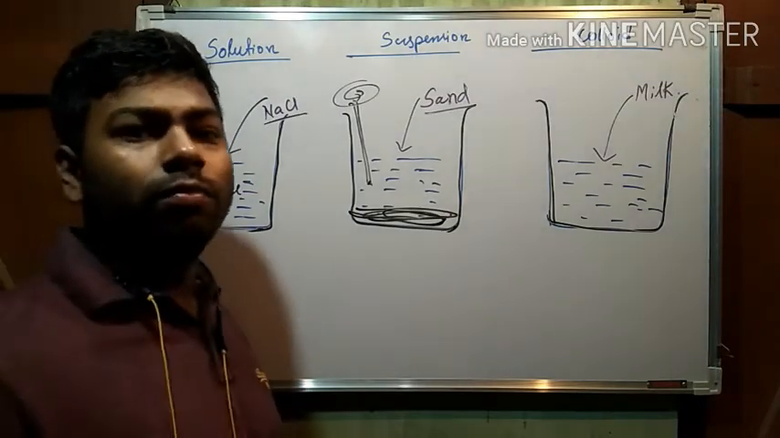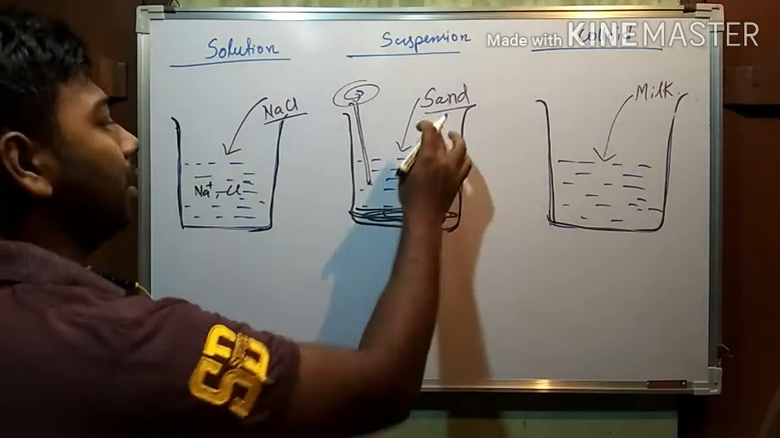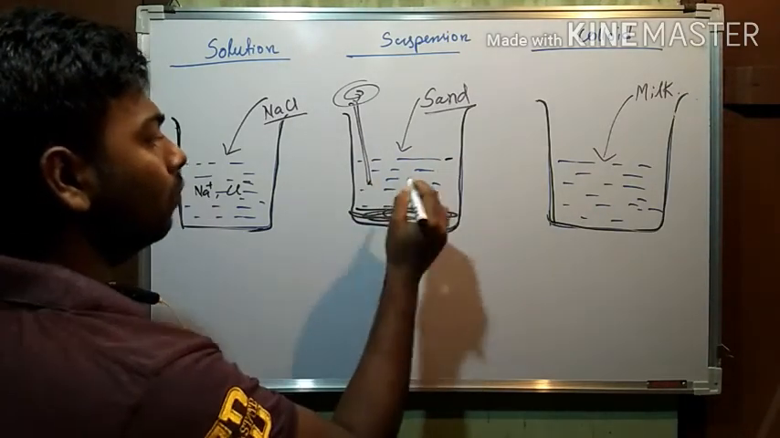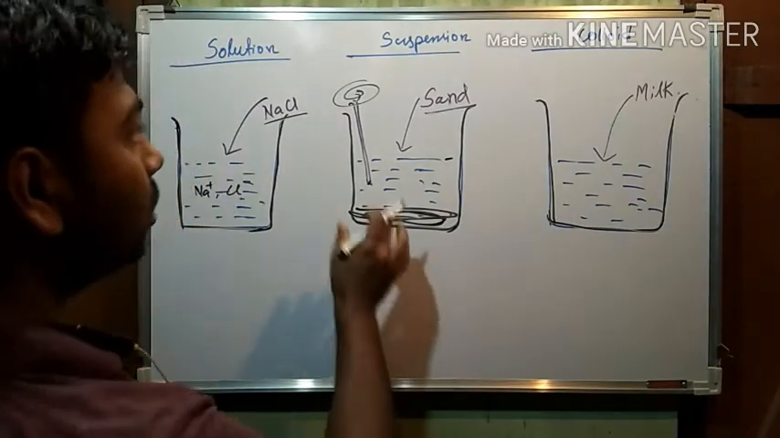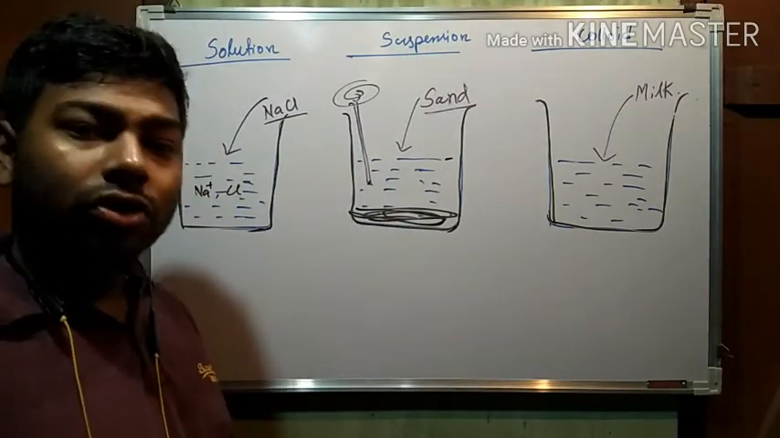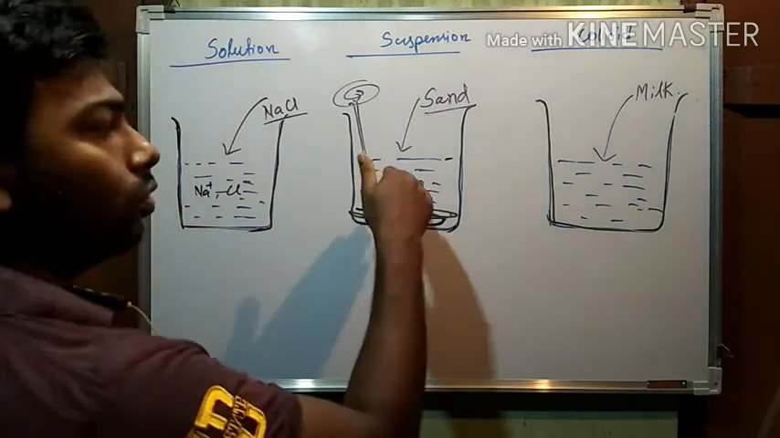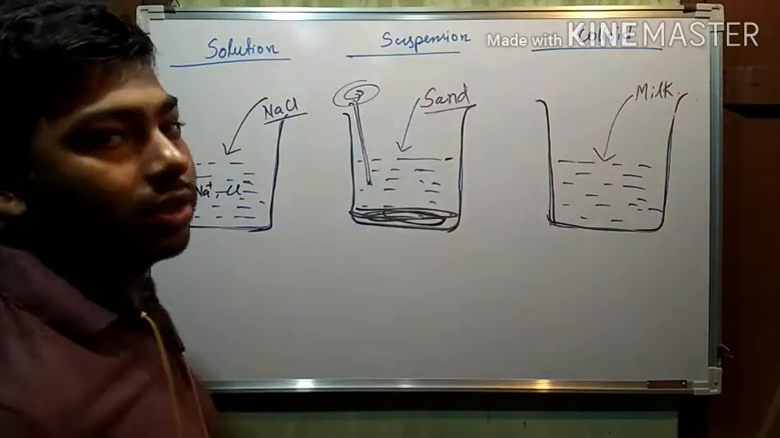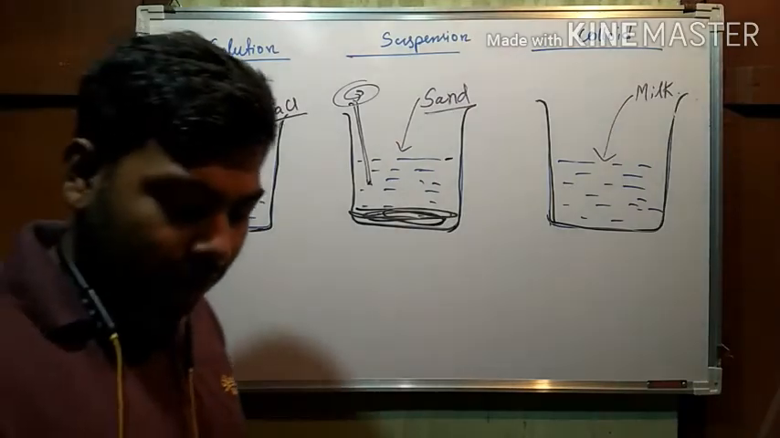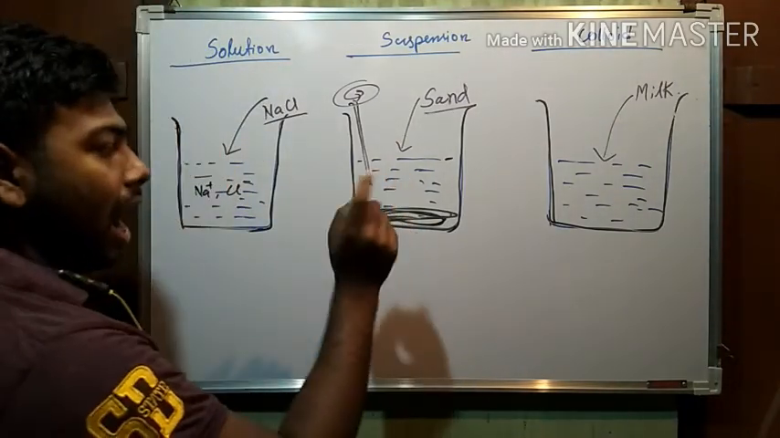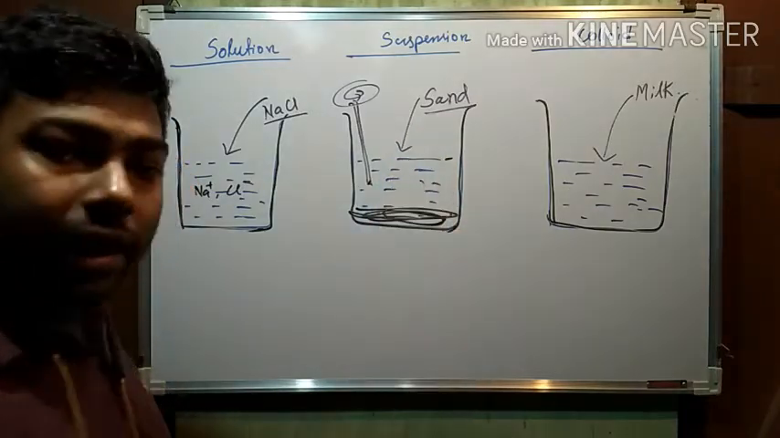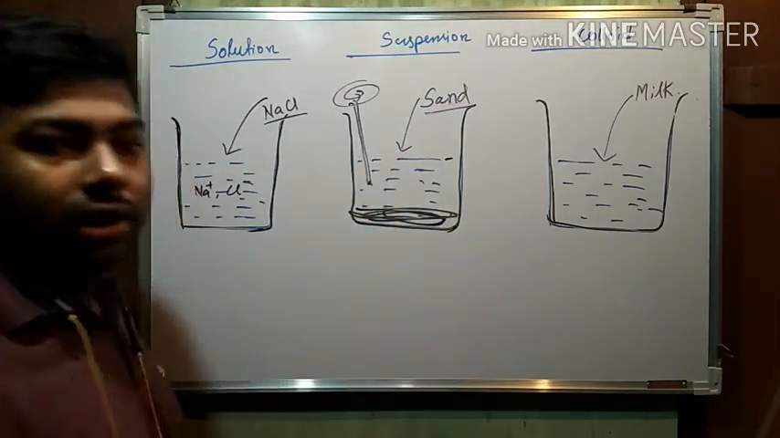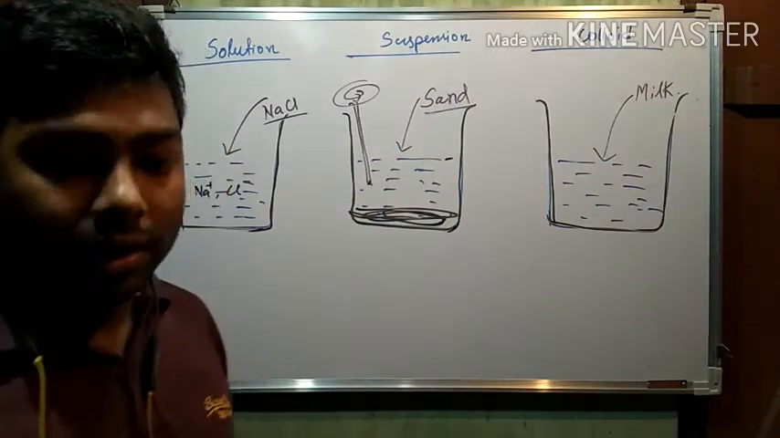But a very small amount of sand is still moving throughout the solution, which makes the solution a little bit cloudy. But it is not so cloudy as to reflect the light, which is known as Tyndall effect. That's why suspension also does not show the Tyndall effect. The particles of the sand can be seen by our naked eyes. That means the particle size of the sand in this solution is a little bit larger.